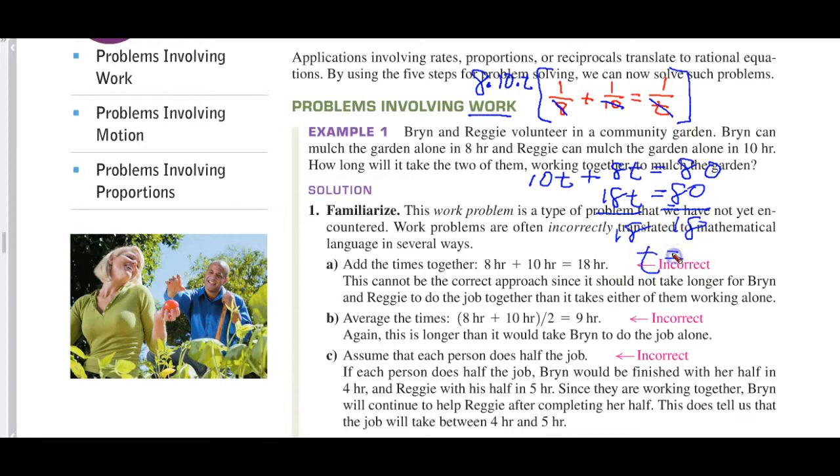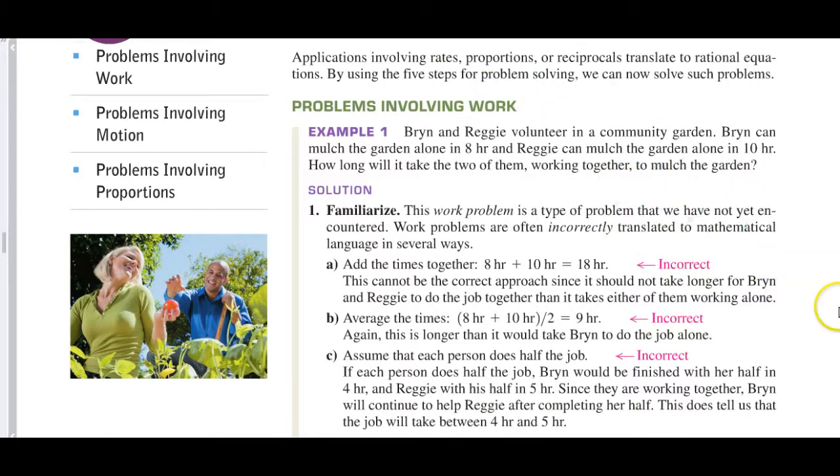I get t equals whatever this will simplify to, and that will be hours. If I take a 2 out of there, I get 40, and if I take a 2 out of there, I get 9. So t is 40/9, but that's an improper fraction. I want to make it into a mixed number. 9 goes into it 4 times. 4 times 9 is 36, and there's a 4 left over. So they would take this many hours getting the job done.